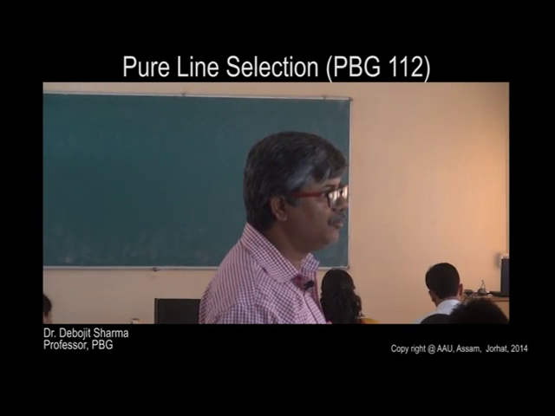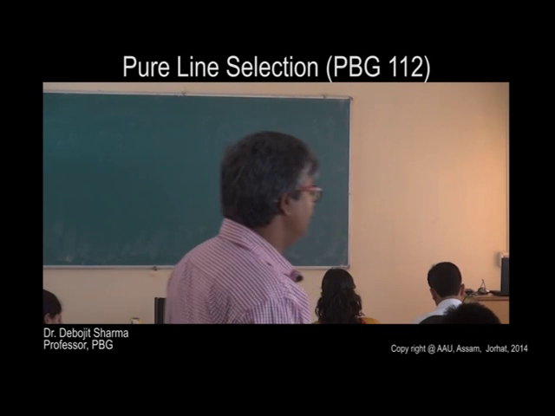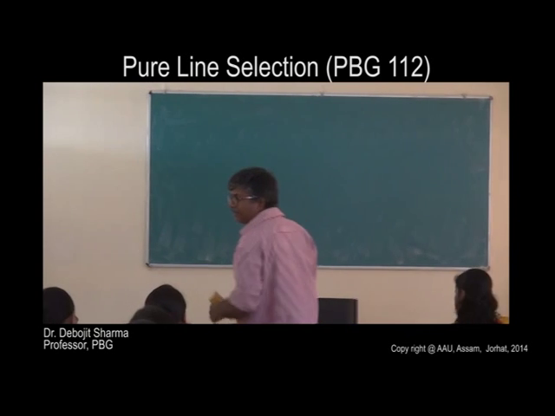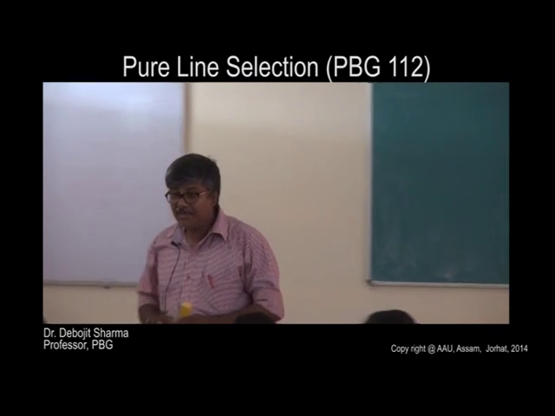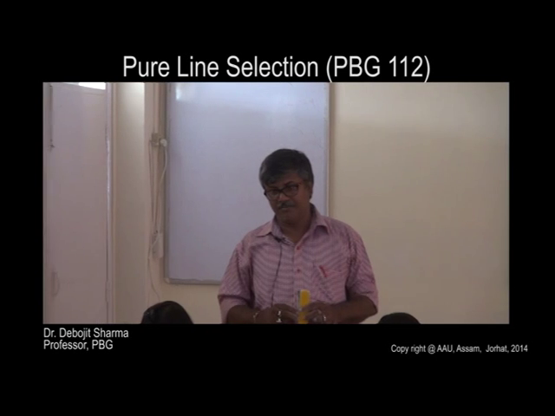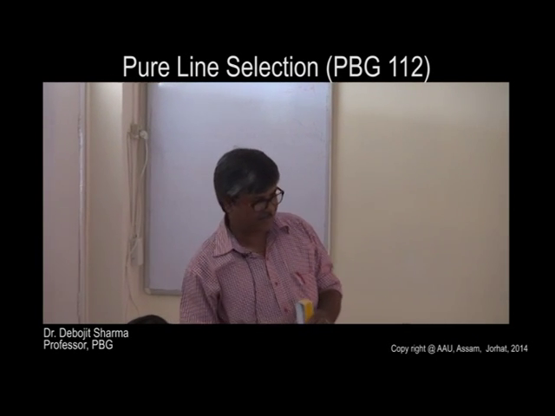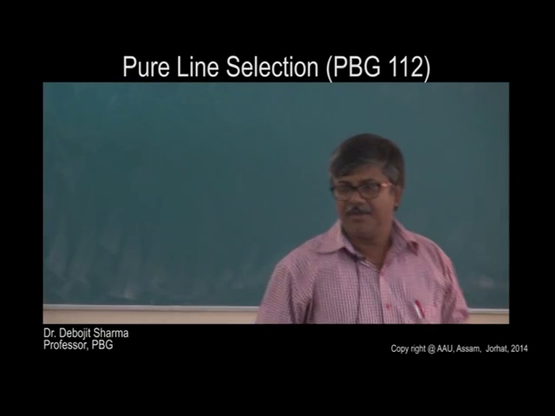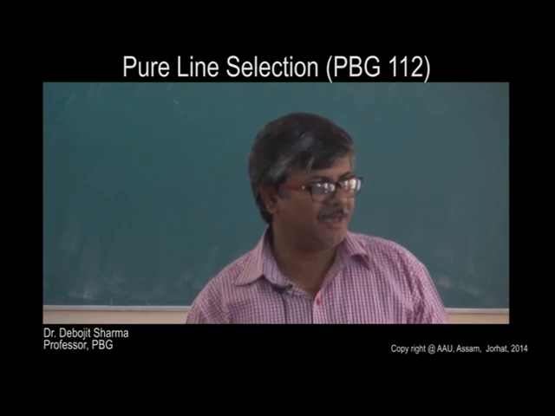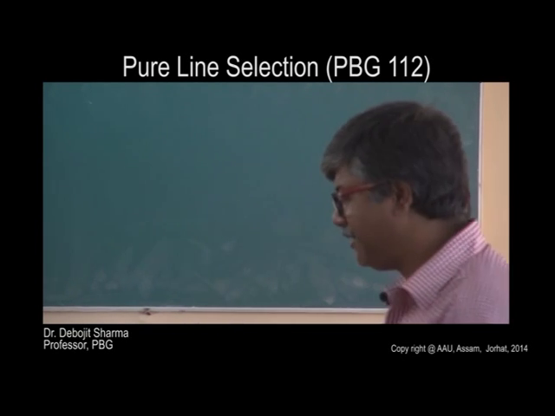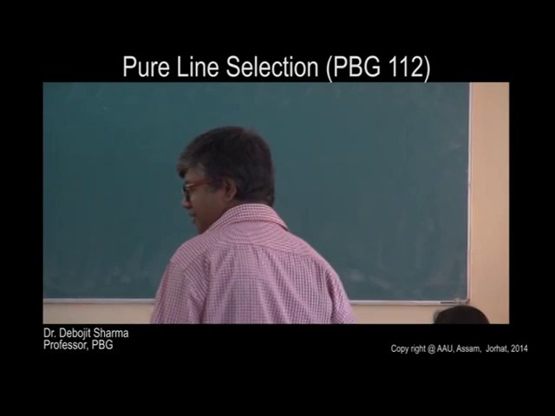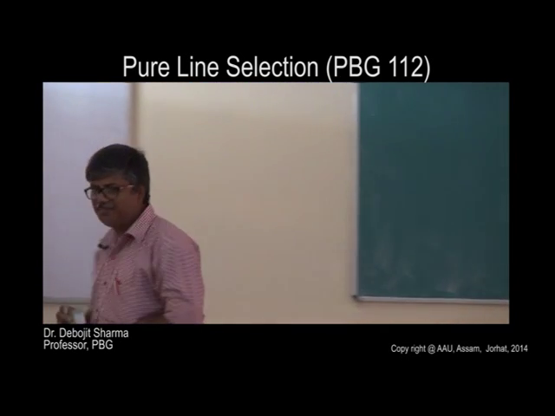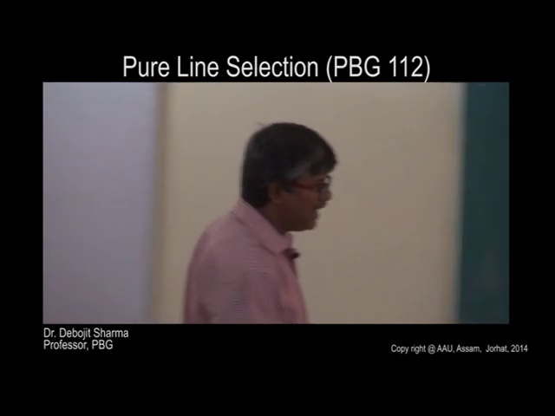Phaseolus vulgaris. So what was the variety? What was the variety? Princess. The Princess variety of Phaseolus vulgaris. What is the mode of pollination of Phaseolus vulgaris? It is strictly self-pollinated. So you have come to know what is pure line, what is genotype, what is phenotype.